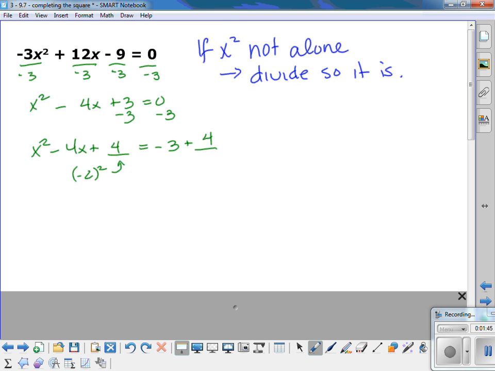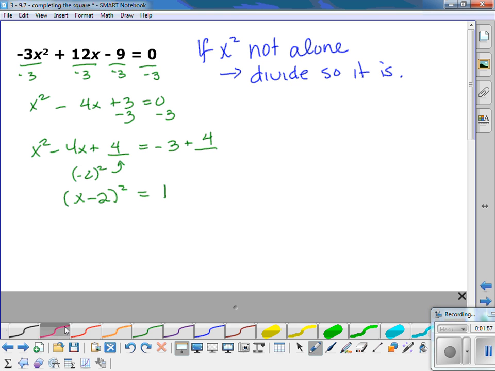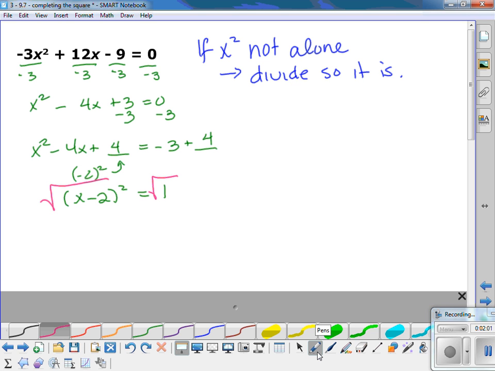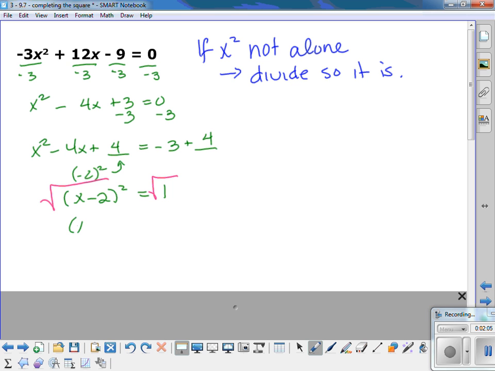All right, so now I can factor, because I have a perfect square trinomial on the left. That's x minus 2 squared. And then I have negative 3 plus 4, which equals 1. We take the square root of both sides. Remember doing that yesterday? Hopefully. And I'm left with x minus 2 is equal to plus or minus 1. Remember, you have a positive and a negative square root, so we don't want to leave out half of the answer.